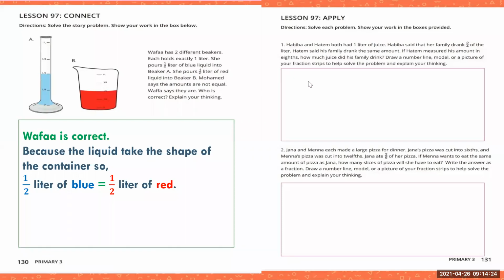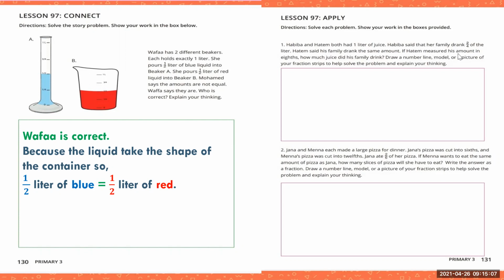Okay, let's start with page 131 in our math book. Number one, focus with me, please. Habiba and Hatem both had 1 liter of juice. Habiba said her family drank 2/4 of the liter. So we have 2 liters, one for Habiba's family and one for Hatem's family. Habiba's family drank 2/4.